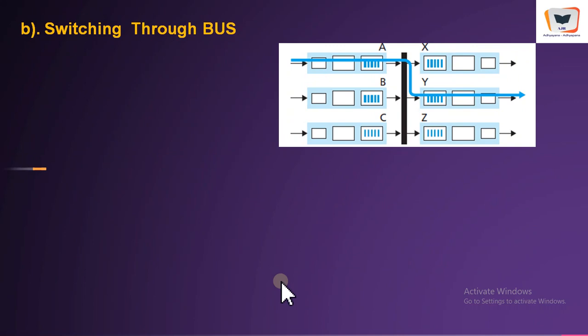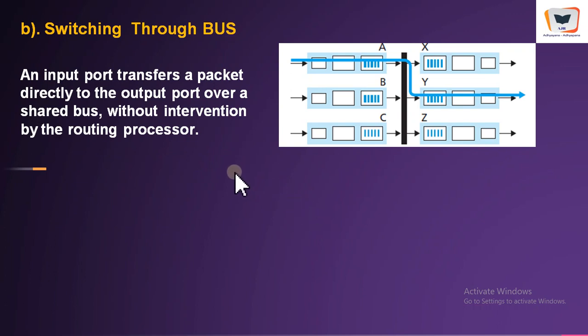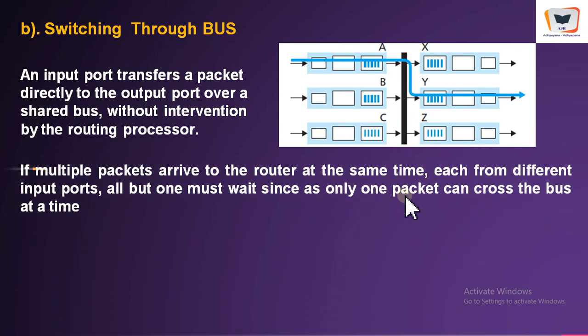Switching through a bus is the second kind of design. You can see here, this is the input port and this is the output port. There exists only one bus with a huge bandwidth. In this kind of switching fabric, the input port transfers a packet directly to the output port over a shared bus. This bus is shared because every packet coming from every input port should find a channel in this bus without intervention by the routing processor.